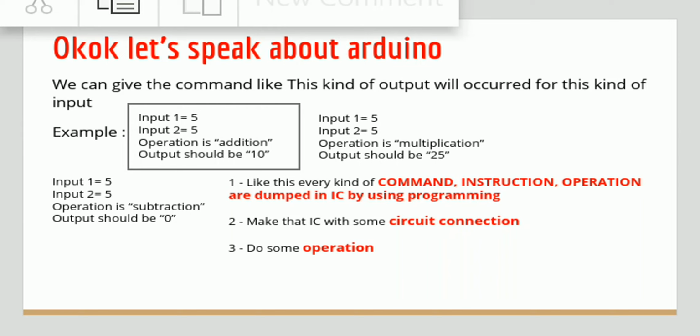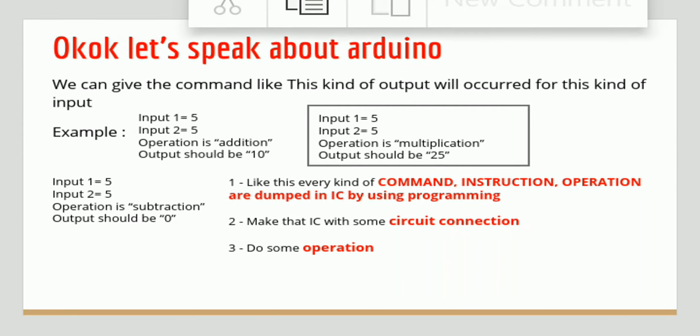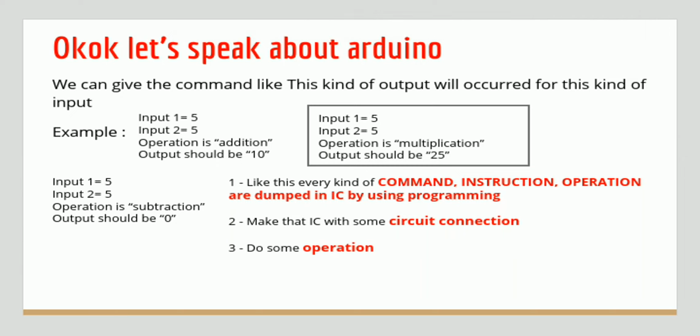5 plus 5 is 10. Likewise, if the first input is 5, the second input is 5, and the operation is multiplication, then what is our output? It should be 25. Based on these mathematical expressions, we can control our processes. We can control our processor by using this kind of command also.